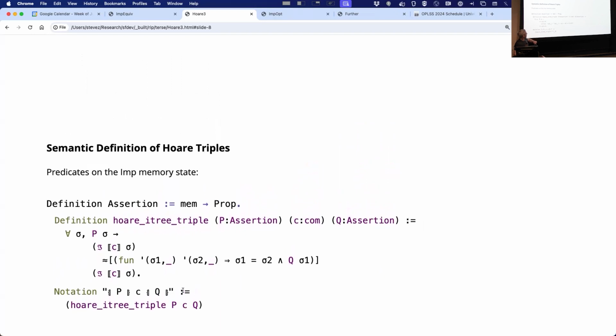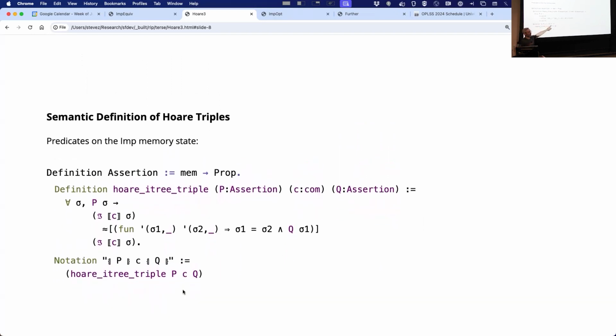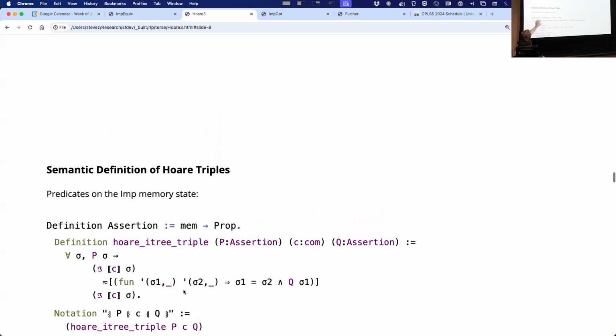So ultimately, we're going to define a very standard kind of Hoare logic where we have some imp computation, command C, and some predicates on states, P and Q, where P is the precondition and Q is the postcondition for our logic. And for imp, what is the predicate? Well, it's a predicate about the memory of the imp program.